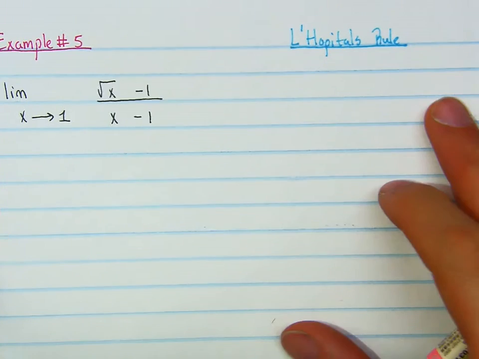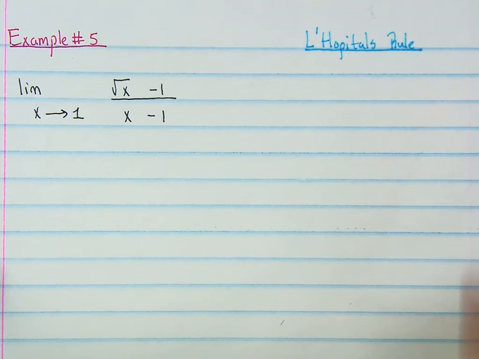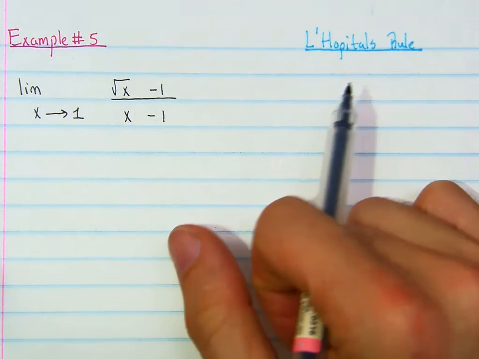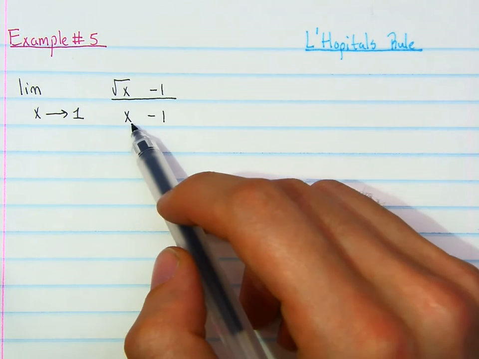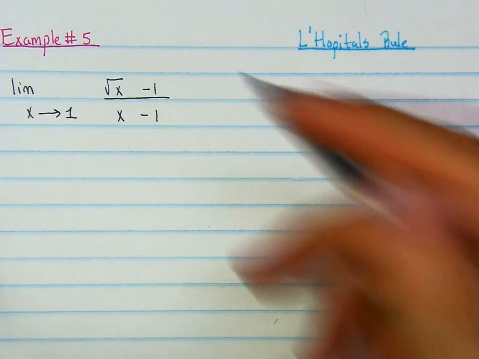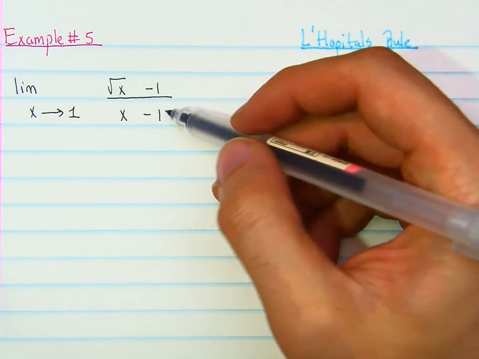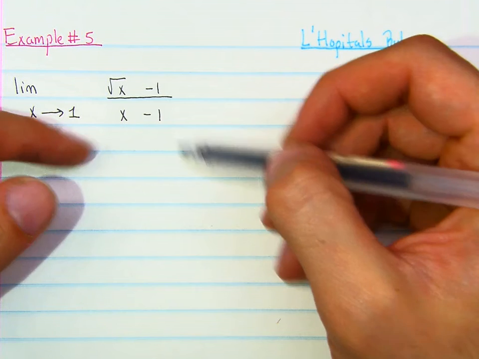So here, let's use L'Hopital's rule. So the idea is, can you plug in 1? You can't. So what are you allowed to do? Well, you're allowed to take the derivative of the top and derivative of the bottom.